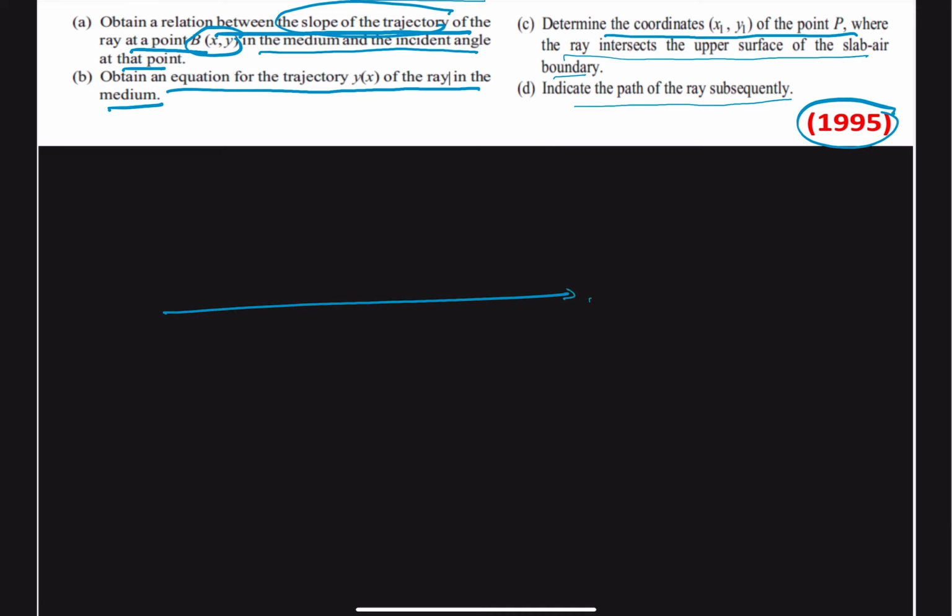Let us suppose this is our x-axis and this is our y-axis, and a ray of light is incident at A, and its coordinate is given as 0, 0, and it just grazes this point A. So this angle is close to 90 degrees.